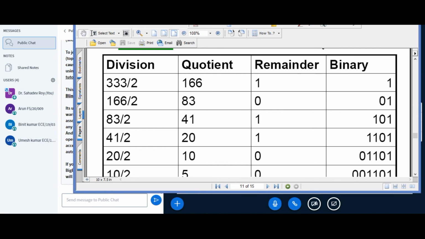Then 83 by 2, the quotient is 41 and the remainder is 1. So the binary value is 101. Now for 41 by 2, look at this 41. This 41 is brought back here as a division. So 41 by 2 is 20, and what is the remainder? The remainder is 1, so this 1 is placed here. And 20 by 2 is 10. The remainder is 0, and this 0 is written here.